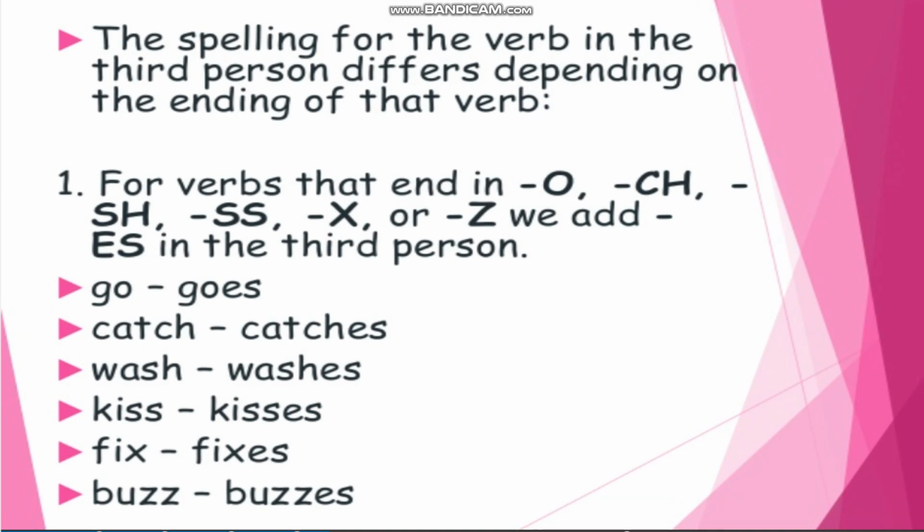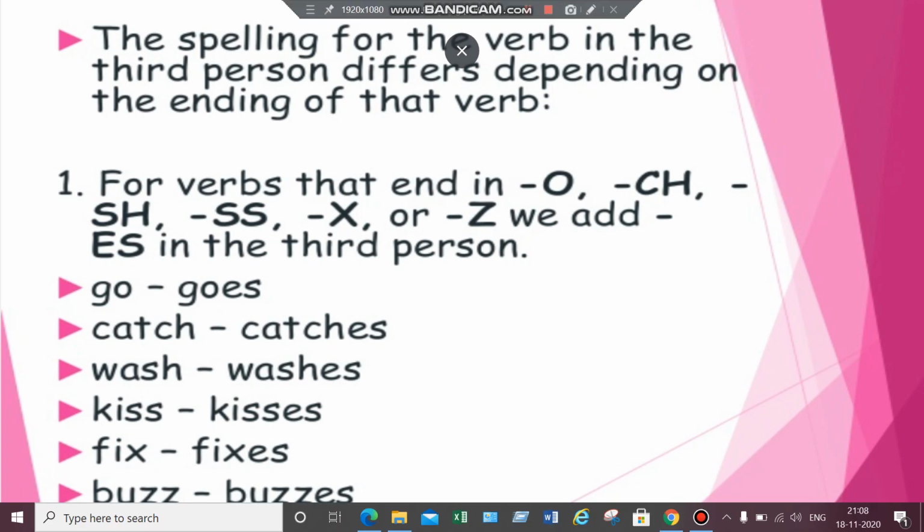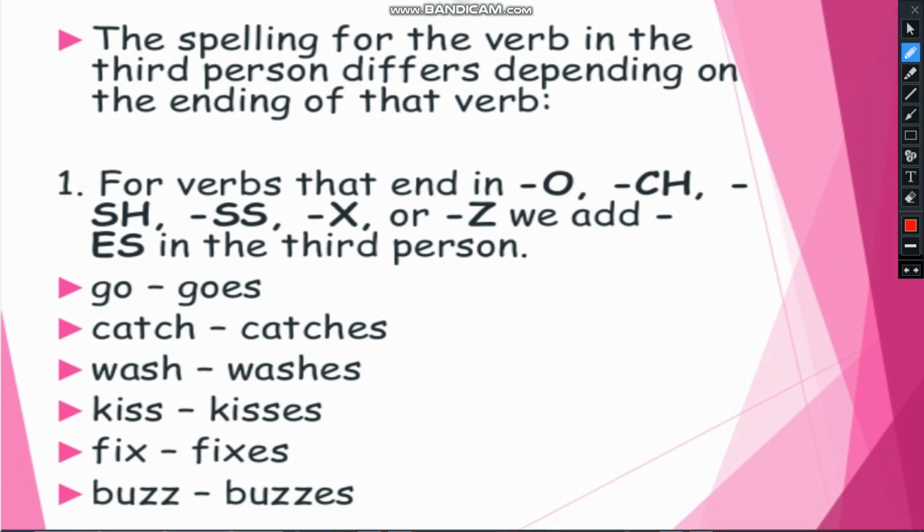Now, many a times we have to change the spelling of the verb by adding es. Here, keep in mind that we are not changing the verb from singular to plural. We are just writing or changing the form of the verb to write the sentence in the simple present tense. So, when the verb is ending with the sound of O, CH, SH, SS, X or Z, we add ES in the third person or when we are writing the sentence in the present tense.